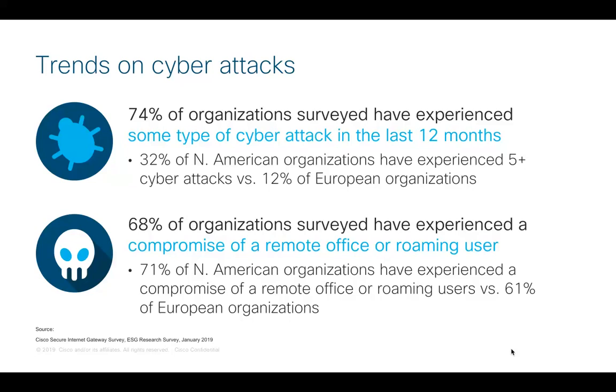In addition, it's very important to note that 68% of organizations surveyed have experienced a compromise of a remote office or a roaming user. So what we can take away from this is that those roaming users and those branch offices are more vulnerable to attack. And attackers are really taking advantage of the fact that those users typically don't have as robust protection.